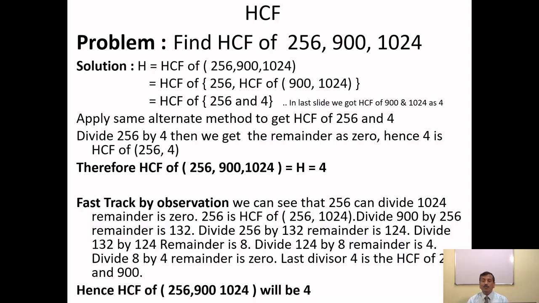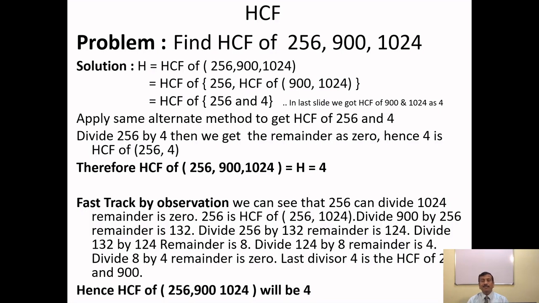How to obtain the HCF of 256 and 900? Again, the previous method. Divide 900 by 256, remainder is 132. Divide 256 by 132, remainder is 124. Divide 132 by 124, remainder is 8. Divide 124 by 8, remainder is 4. Divide 8 by 4, remainder is 0. The last divisor 4 is the HCF of 256 and 900, and hence the HCF of the 3 numbers 256, 900 and 1024 will be 4.